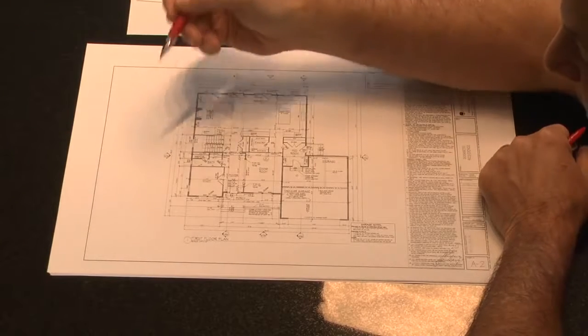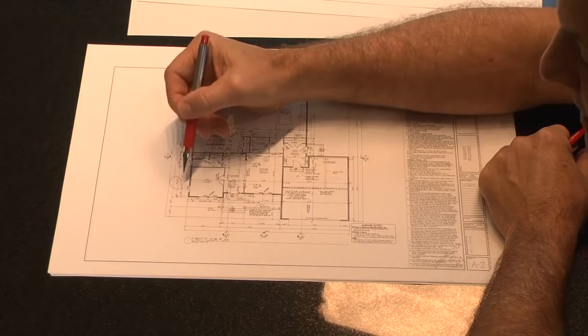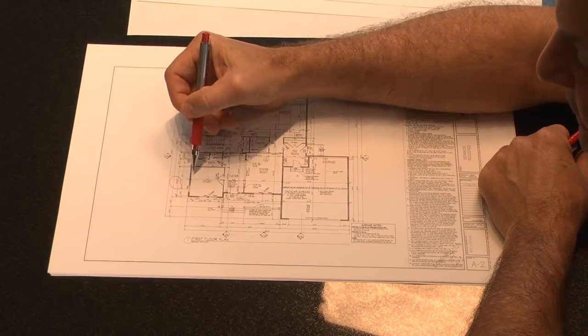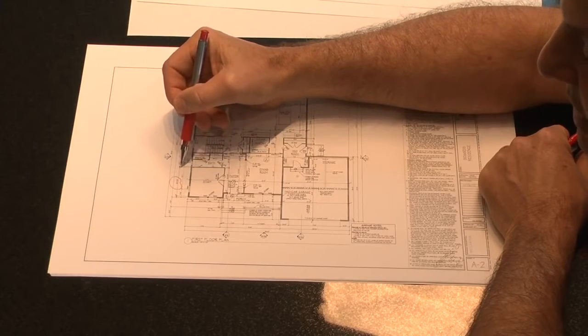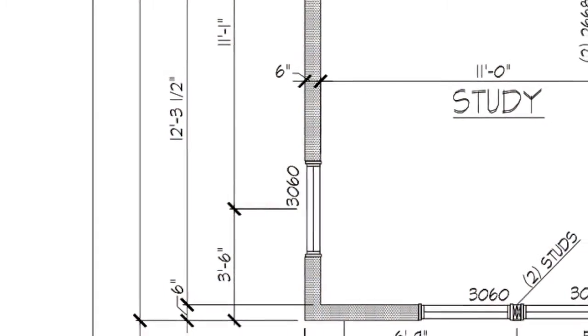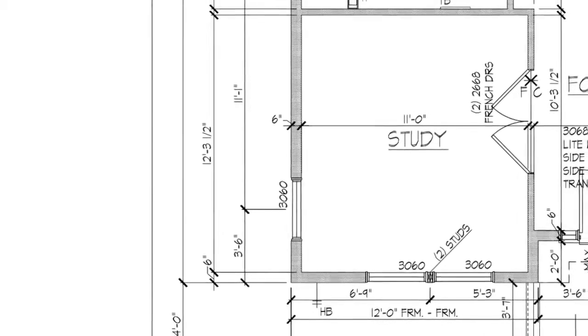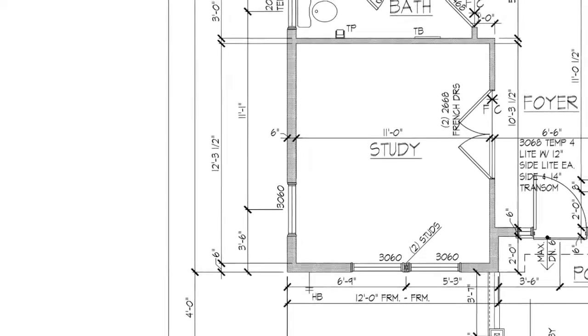So for instance, if you look at this dimension, it says 12-3.5, and you look at where the dimension string is matching up to, it's matching up to the inside of the study wall common with the bathroom. It's matching up to the inside of the exterior wall. So in actuality, the study is 12.8, but if you were to go to the outside extremity, you would need to add 12.3. If you were to go to the outside extremity of the exterior wall, you would need to add another 6 inches. So in theory it would be, or in practice it would be, 12 feet 9.5 inches.